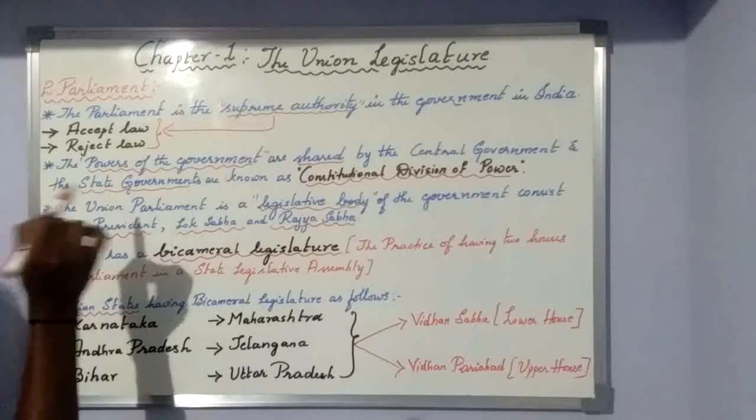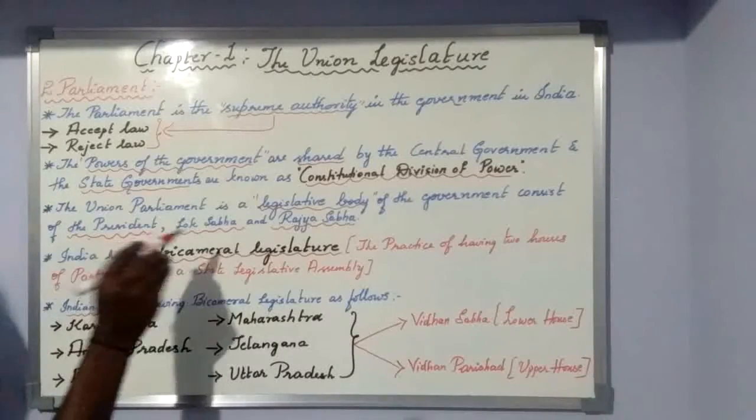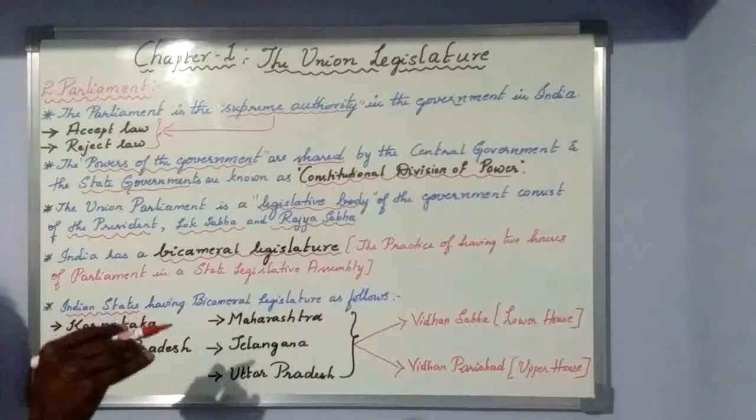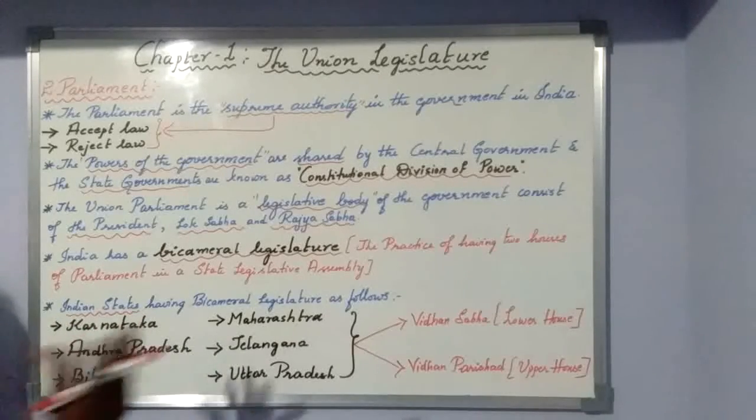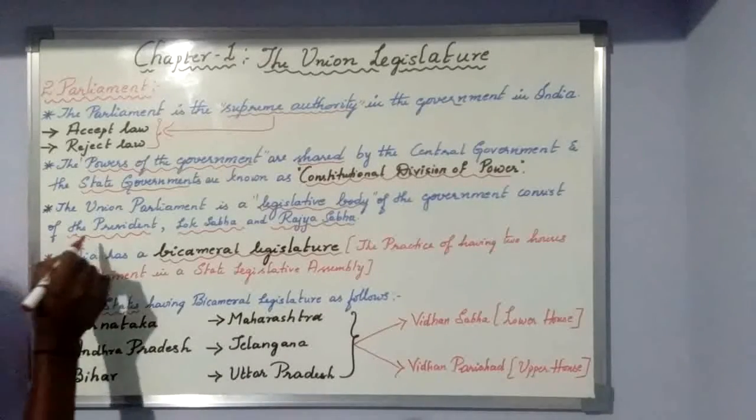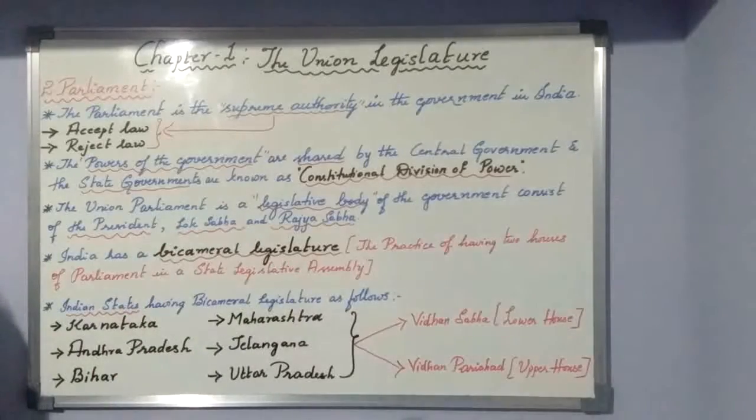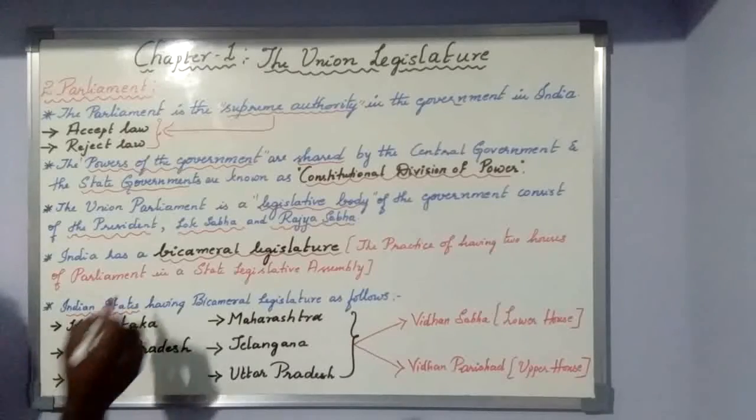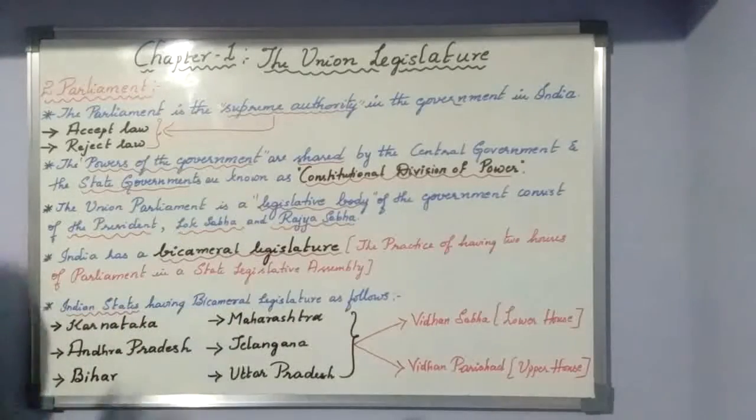Okay. So the Parliament is a legislative body of the government which consists of the President, Lok Sabha and Rajya Sabha. This is the definition for a Parliament. And in India, what type of Parliament, what type of legislative system are we having? We are having a bicameral legislature in India.